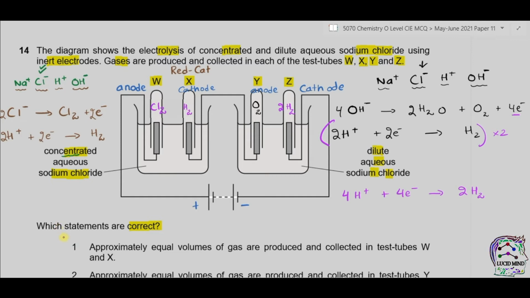Let's move towards option. Statement 1. Approximately equal volumes of gas are produced and collected in test tubes W and X. In X we have 1 mole of hydrogen gas that is being produced, and in W we have 1 mole of chlorine, so therefore this is true as both are 1 mole.